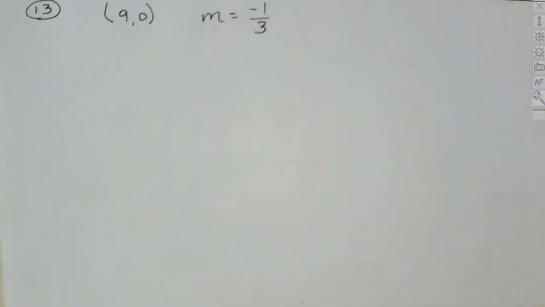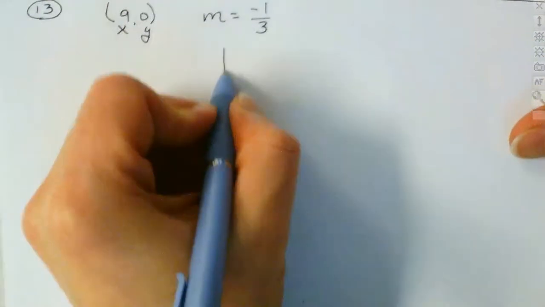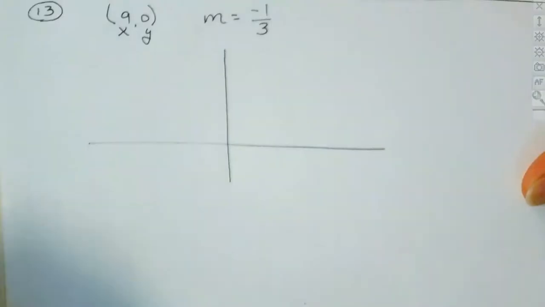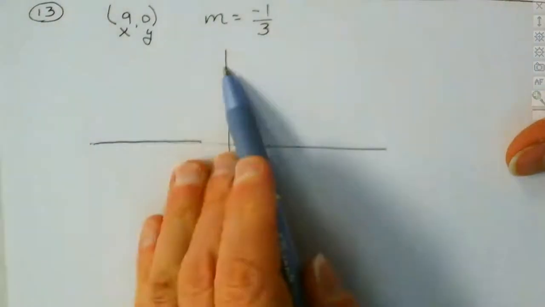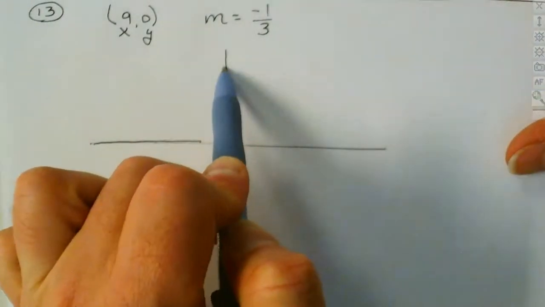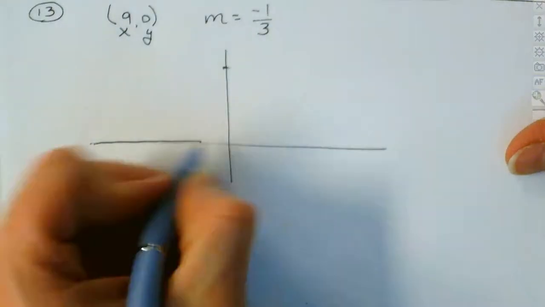Now again, where do students make a mistake? This is x and this is y. I see this happen a lot. Where are students going to try to put the point at? Right up here. It's not there, is it? No. Where is it at? 9, 0 would be over 9.